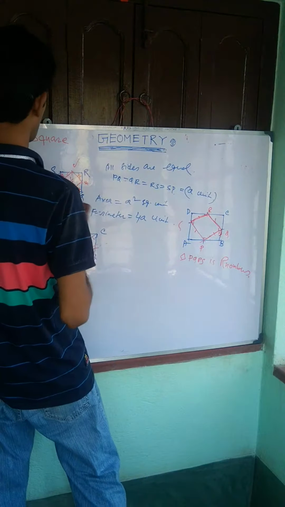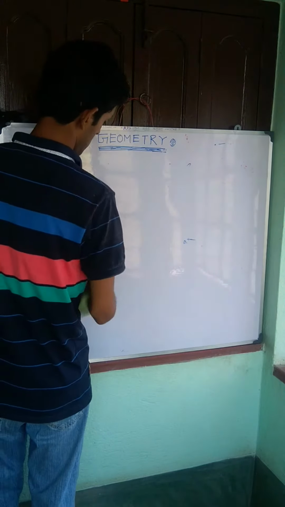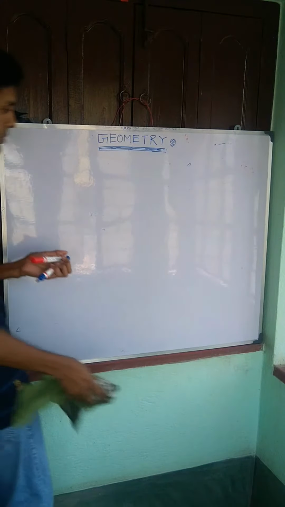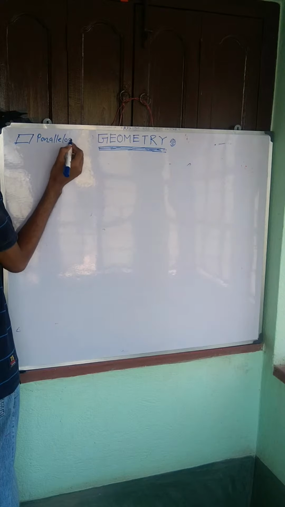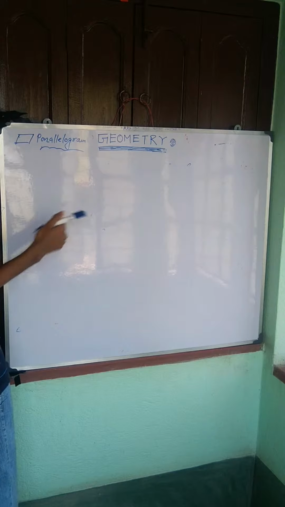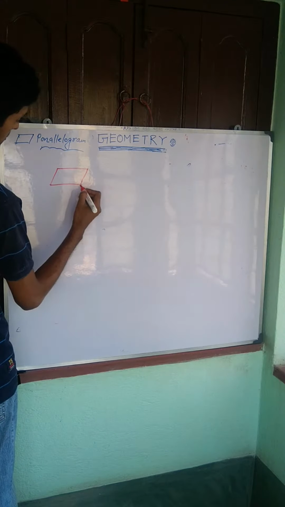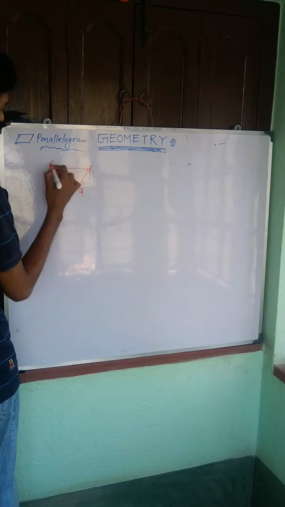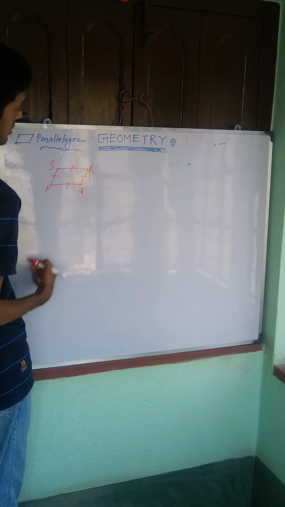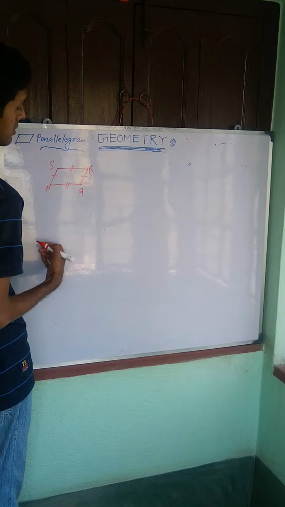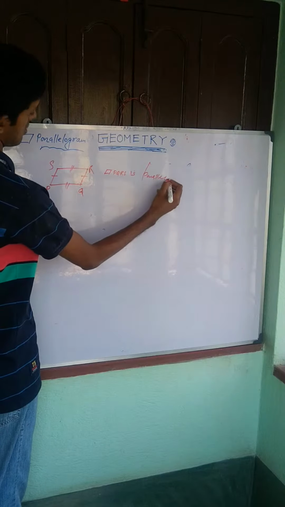Rectangle, square, now we'll come to the parallelogram section, then rhombus, then trapezium. So what is a parallelogram? A parallelogram is a type of quadrilateral whose opposite sides are parallel and equal in length. PQRS. Okay.